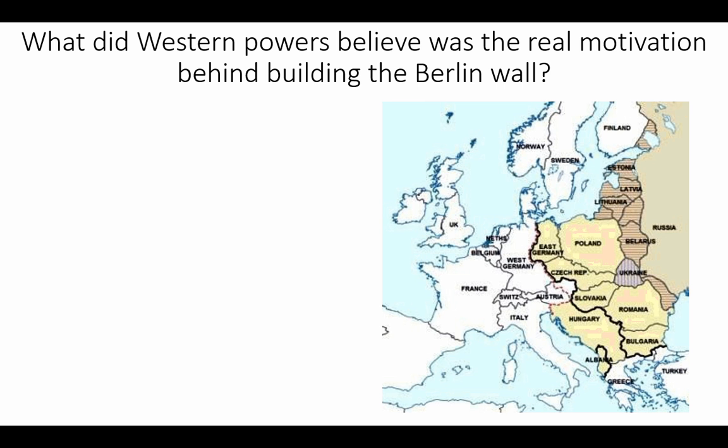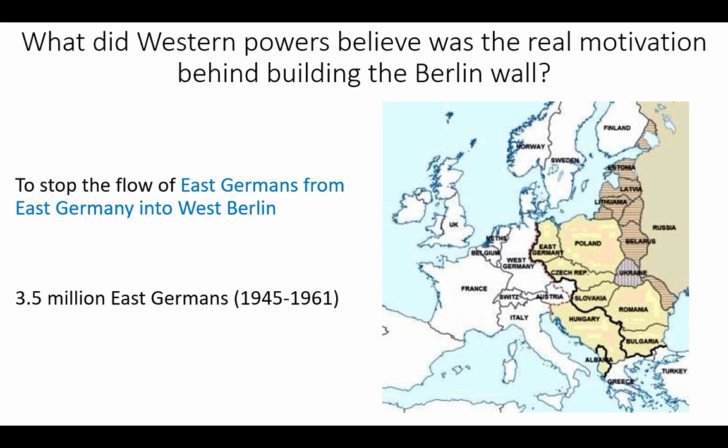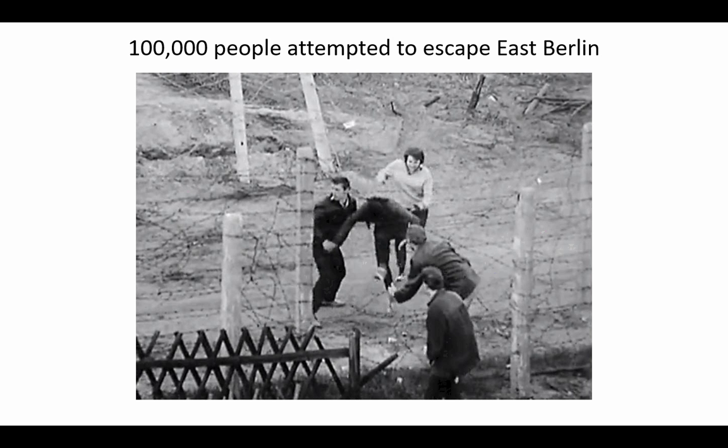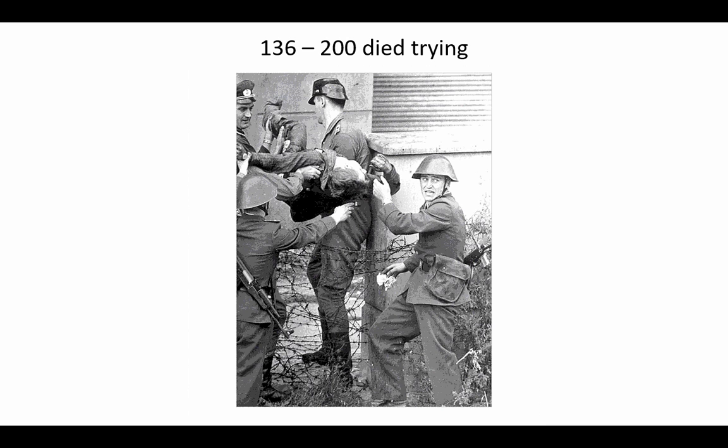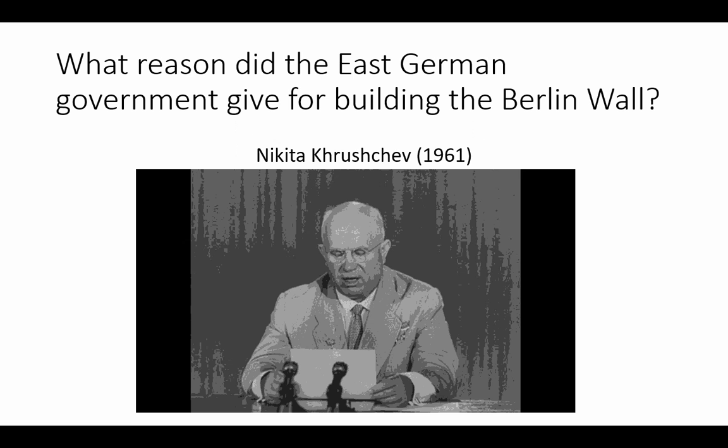What did Western powers believe was the real motivation behind building the Berlin Wall? Well, it was to stop the flow of East Germans traveling from East Germany into West Berlin, because once they got into West Berlin, they could make their way safely into West Germany and be free. Overall, there were 3.5 million East Germans from 1945 till 1961 who made this trip. There were 100,000 people who attempted to escape East Berlin, 5,000 of them succeeded, and somewhere between 136 and 200 of them died while trying to escape.